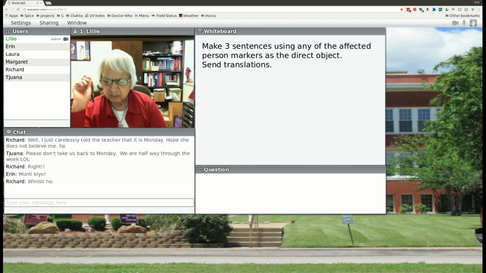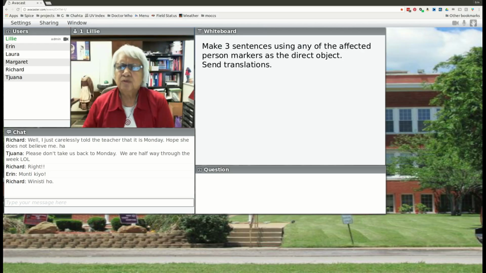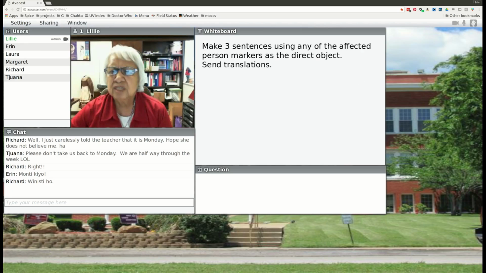Okay, since there are no questions, I'm going to go ahead and say mark your page for the affected subjects on page 61. And the efforts you put forth in making those corrections is appreciated.